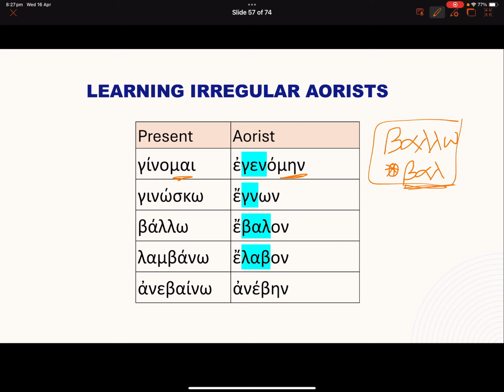Ginosko becomes ergenon. Barlo becomes erbalon. Lambano becomes erlabon. Anebino becomes anebane. Very, very similar. It's just a slightly reduced version of that. So we've got a contraction there of our alpha iota. So super similar.